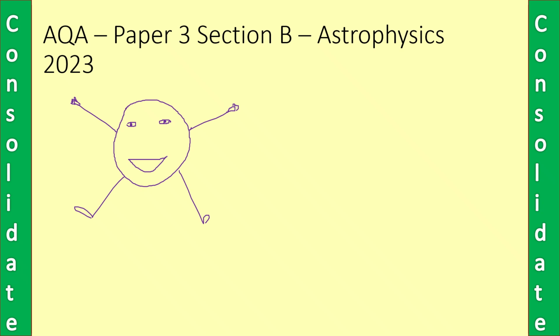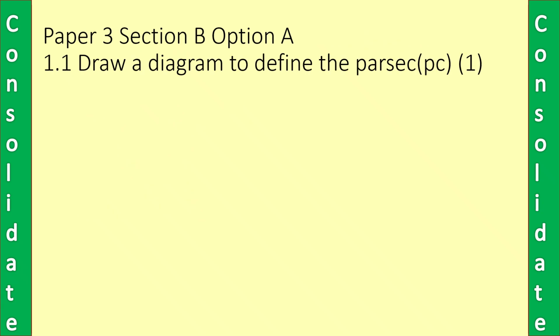Okay, so I'm going to go through an Astrophysics paper here, AQA paper 3 section B, so it's the optional paper, and it's 2023, and Pedro here in classic pose, ready to help us understand the universe. So question 1, we have to draw a diagram to define the parsec.